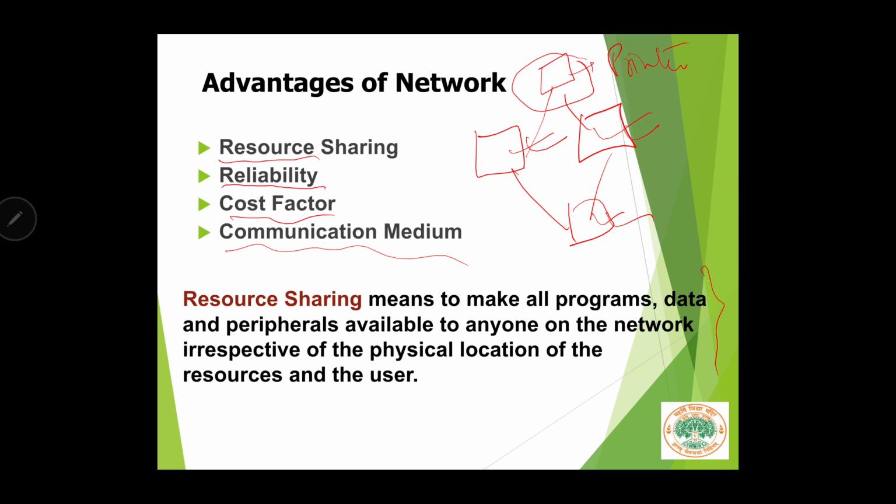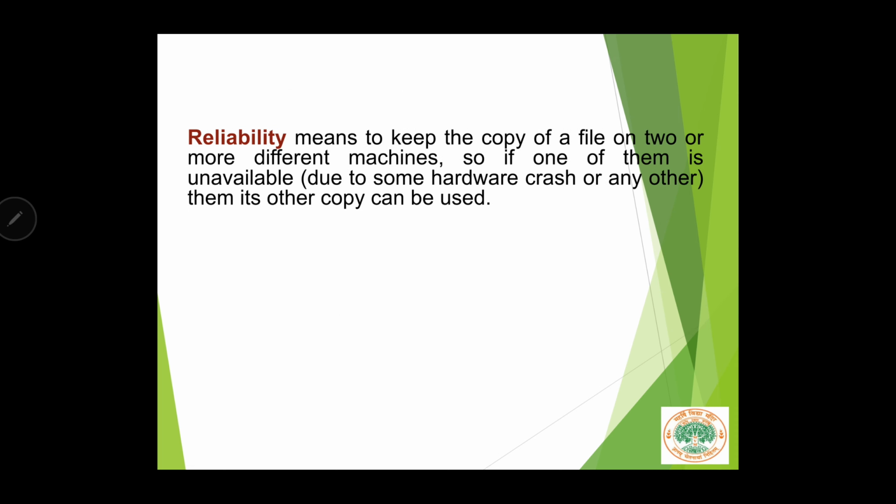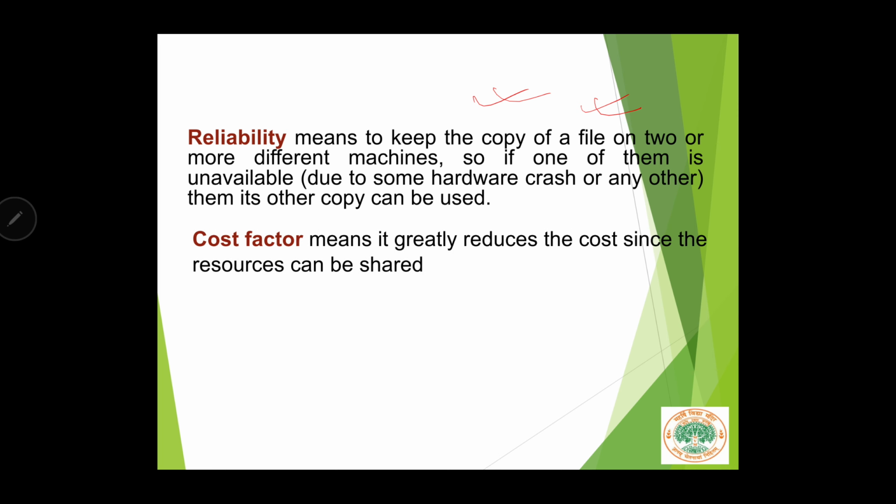Whatever I've explained is there as a part of the notes, so you can just note it down. Resource sharing means sharing the different resources so that the cost is effectively reduced. Next, I talked about reliability, with the help of which you can back up your files onto different systems, and as a result, even if one or more systems crash, at least one copy will be available on a different device. Next is the cost factor. The cost will be reduced if we share the devices.